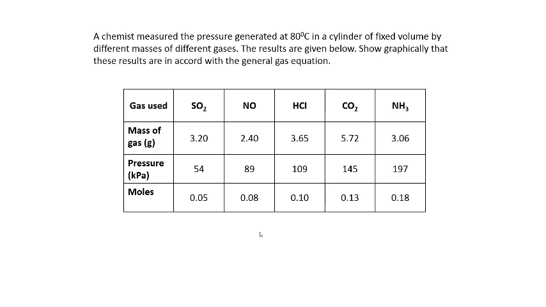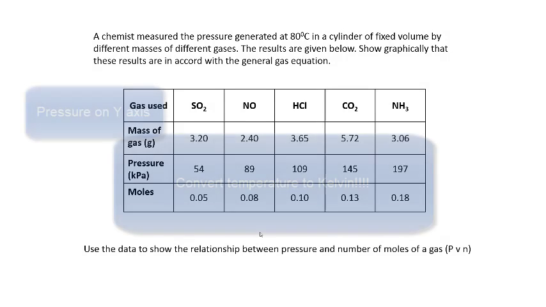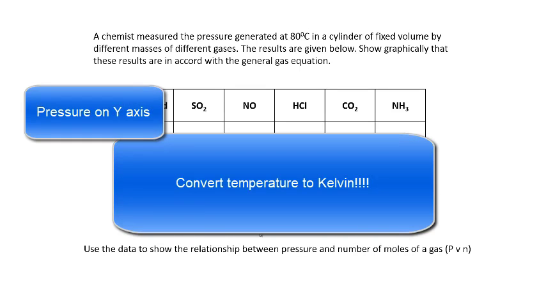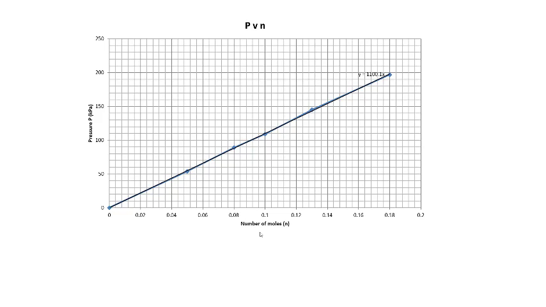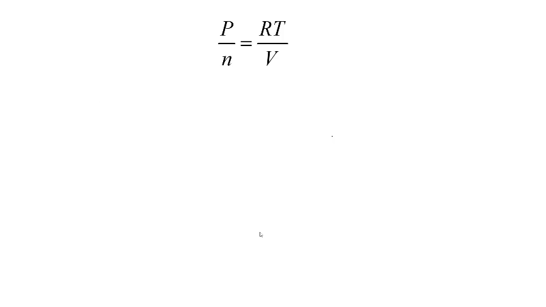Once we've done this, we can see the moles and the pressure. We can use this to graph the data for pressure versus number of moles. This data is plotted as a straight line going through the origin. We can see that pressure is proportional to the number of moles n. The gradient is 1100.1. We are going to use this in the following equation.